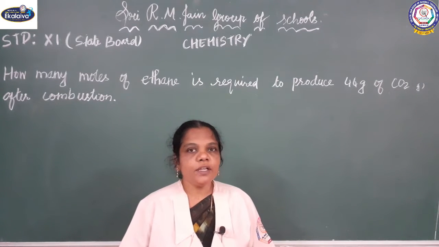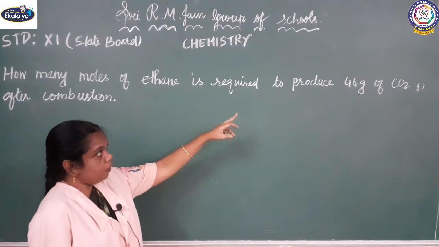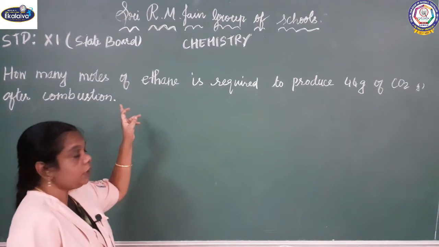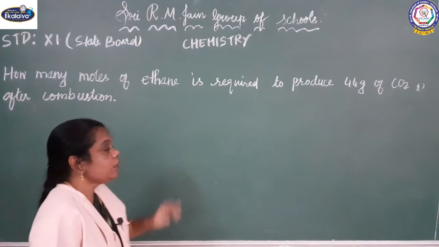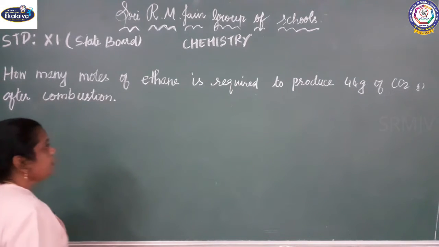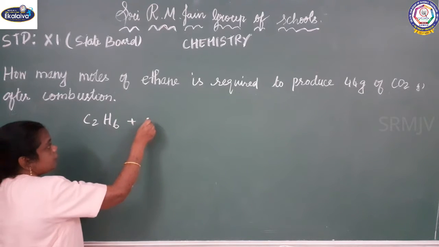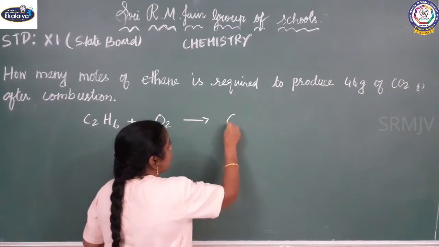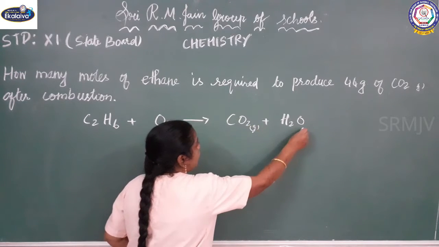Today you are going to see the number of moles required for 44 gram of carbon dioxide in the combustion of ethane. If you combust ethane, how many moles of carbon dioxide is it going to produce? First, write the balanced equation for the reaction. Ethane, C2H6. For the combustion process oxygen is needed. If you burn it, it produces carbon dioxide and water, all in the form of gas.